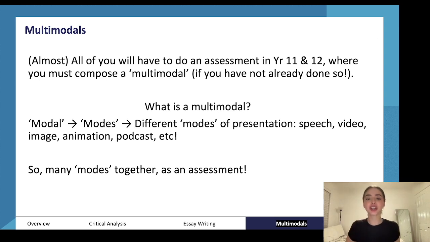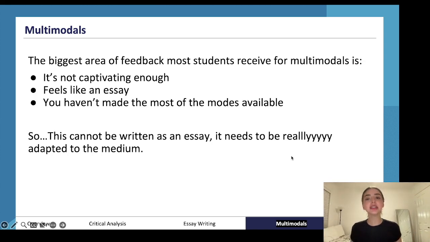So what actually is a multimodal? Well, it basically is many modes. Okay, so different modes of presentation together. A speech and a video combined with images and animations and a podcast, many different modes. So all of these being different modes combined together as an assessment. So the biggest area of feedback most students receive for multimodals is that it's not captivating enough.